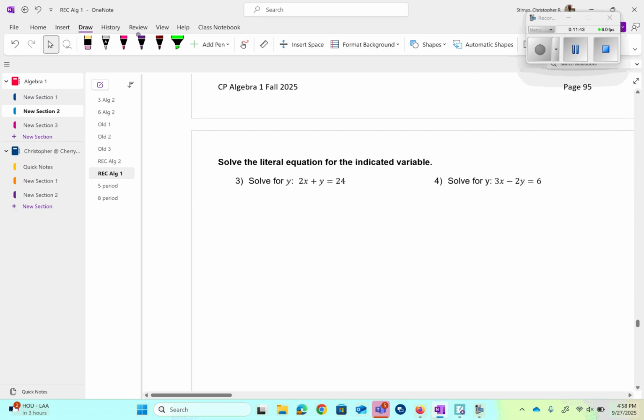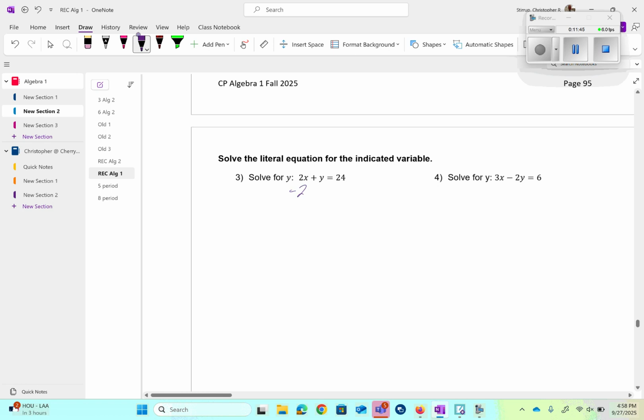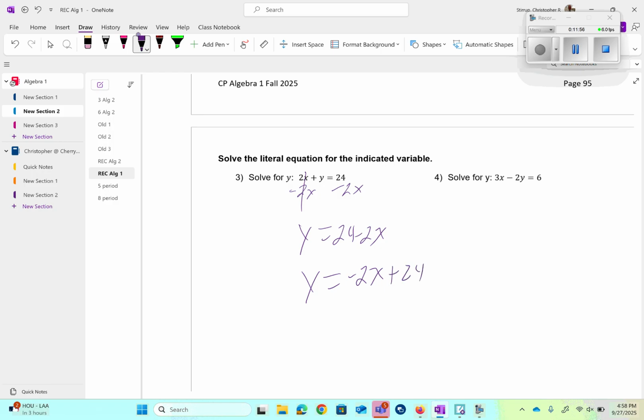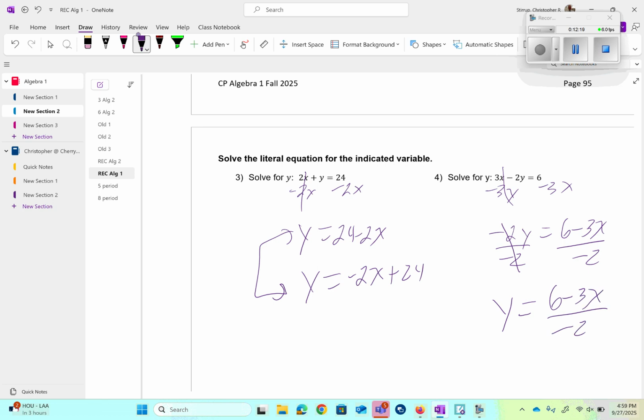For problem number 3, we want to get y by itself. So I have a positive 2x. So if I subtract 2x from both sides, those cancel out. So I get y equals 24 minus 2x. Some teachers might want you to have the x value first. So I think both these answers are fine. Number 4, we want to solve for y again. So I'm going to subtract 3x from both sides. Those cancel, so I get negative 2y is equal to 6 minus 3x. Divide both sides by negative 2. Notice you made a big fraction on the one side. So y equals 6 minus 3x, all divided by negative 2.